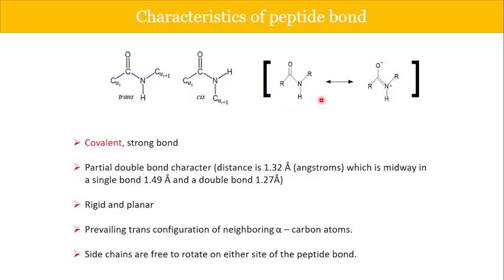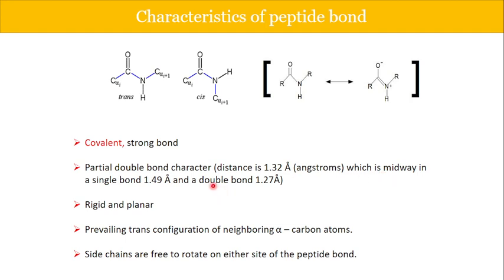Now what are the characteristics of this peptide bond? These peptide bonds are covalent in nature, and we know that covalent bonds are strong bonds. These peptide bonds have a partial double bond character. That is, the lone pair of nitrogen falls back on the carbon, and then there is a partial double bond character between them, and also there is electron delocalization which occurs.